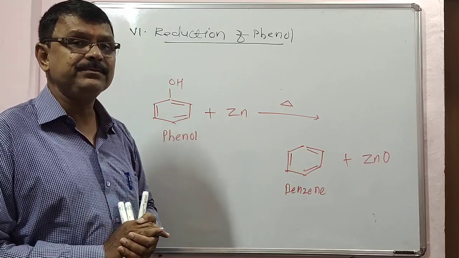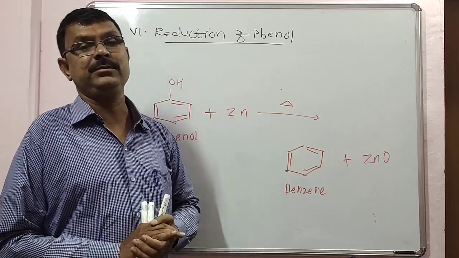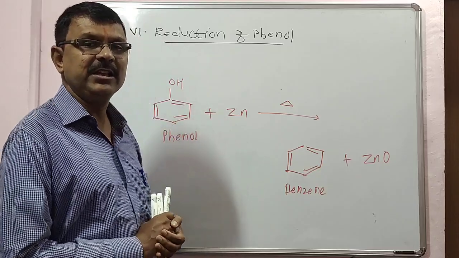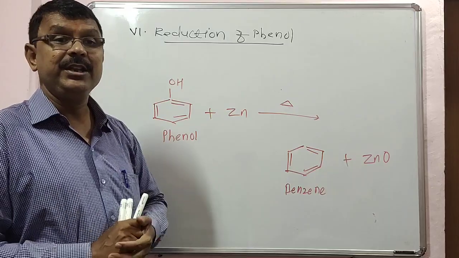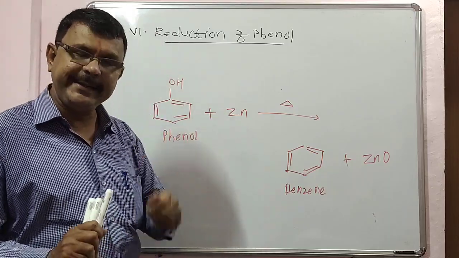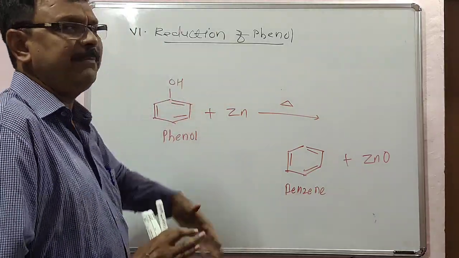Look here, complete all the chemical reactions of phenol. First reaction, bromination. Second, nitration. Third, sulfonation. Next, Reimer-Tiemann reaction. Next, Kolbe's reaction. Next, oxidation of phenol. Next, catalytic hydrogenation of phenol. And the last reaction, reduction of phenol.